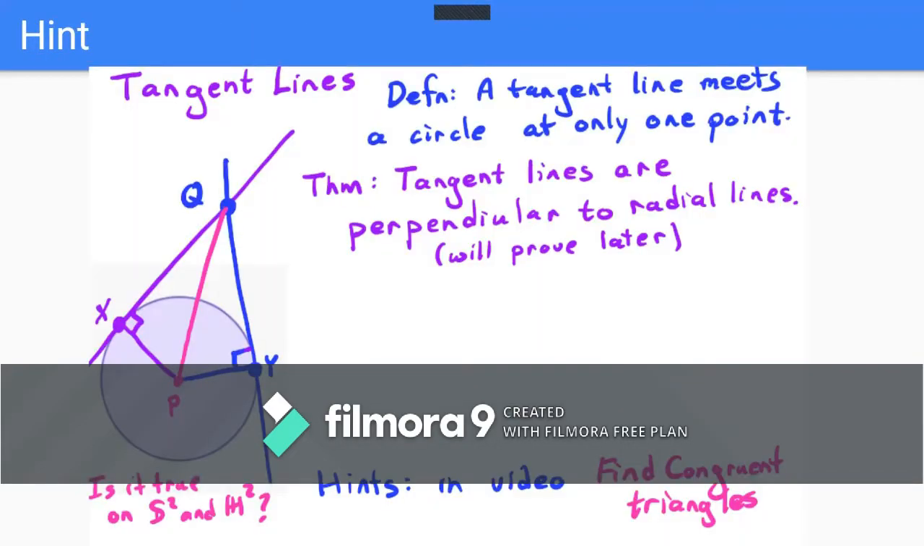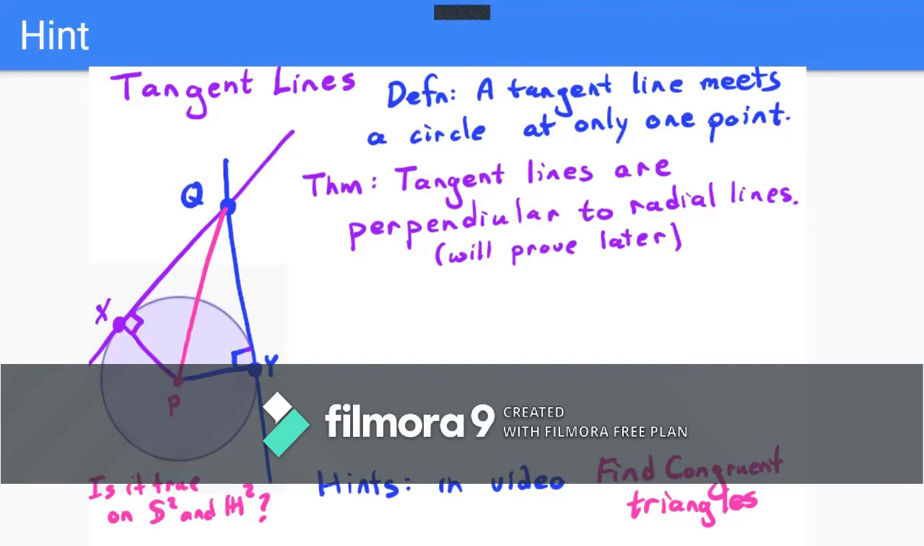And let's look at those hints. The professor also mentioned some hints in the video. If you watch the video thoroughly, with double speed playback, you see that she constructed two triangles, and then she said find two congruent triangles. It makes life kind of simple right here.